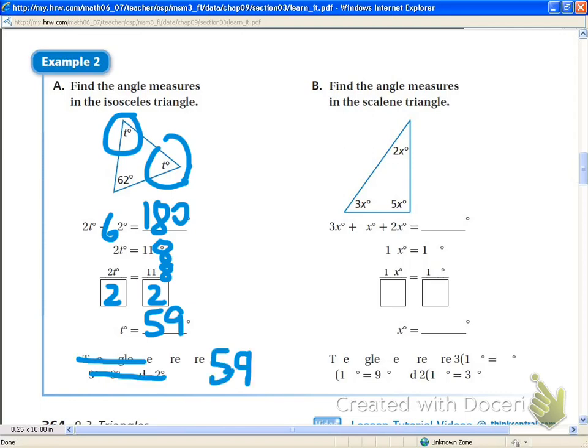Okay, letter B. We need to find the measure of the angles for this scalene triangle. Notice that each side does not have the same angle. So they all equal 180. So this is 10x, and this is 180. Okay, so then we divide by 10. So 10 divided by 10 is 1. 180 divided by 10 is 18 degrees. That is correct.